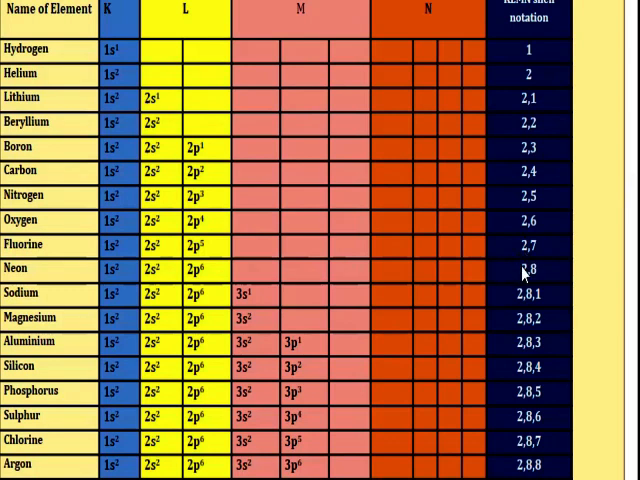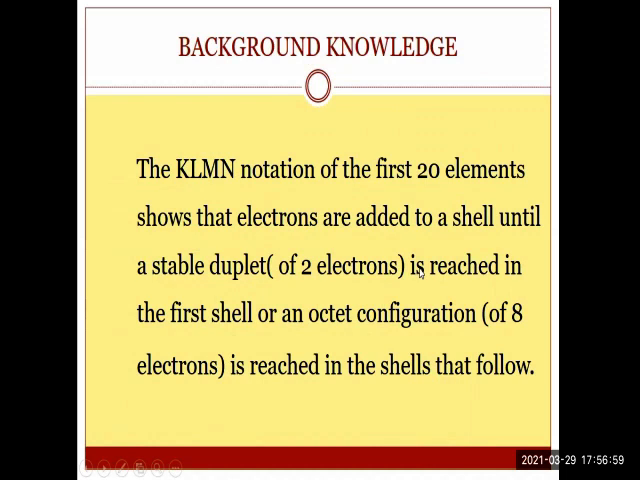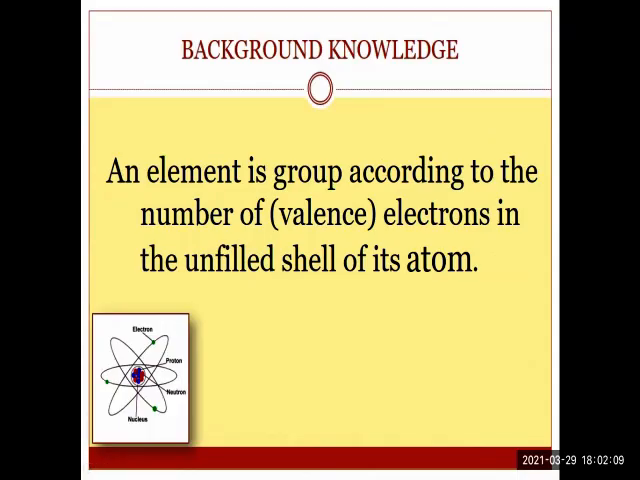Or an octet configuration in the shells that follow. Let me repeat this statement. The KLMN notation of the first 20 elements shows that electrons are added to a shell until a stable duplet of 2 electrons is reached in the first shell, like I just showed, or an octet configuration of 8 electrons is reached in the shells that follow.